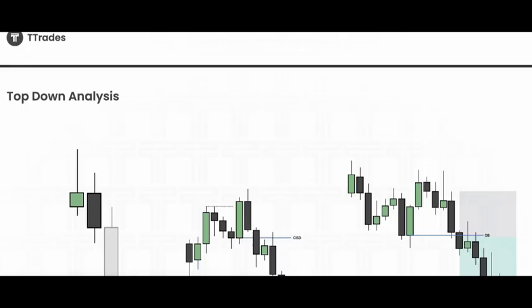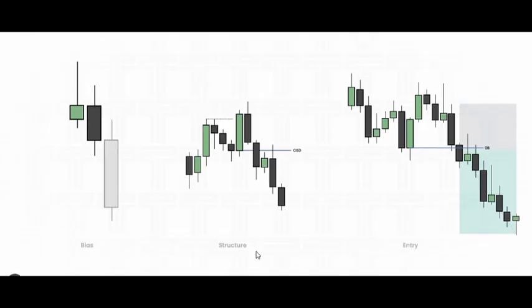Okay, and then we have the narrative, or let's say the structure. So after determining your bias, you need to see the structure of the market. You see the daily time frame, right?